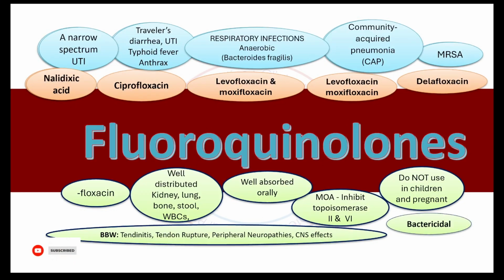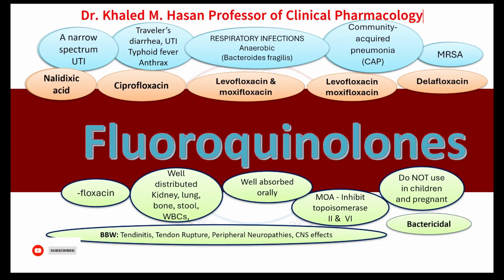This slide here summarizes all the information about the fluoroquinolones. As you can see in this slide, we have fluoroquinolones with the first generation represented by nalidixic acid, the second ciprofloxacin, then we have levofloxacin belonging to the third generation, moxifloxacin, levofloxacin belonging to the fourth generation. Again, this slide summarizes all the information about fluoroquinolones.